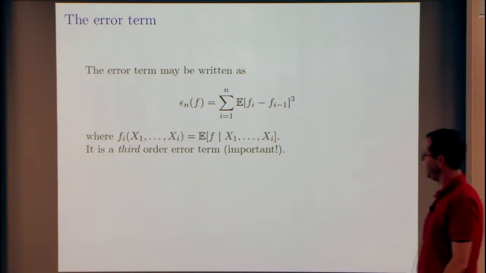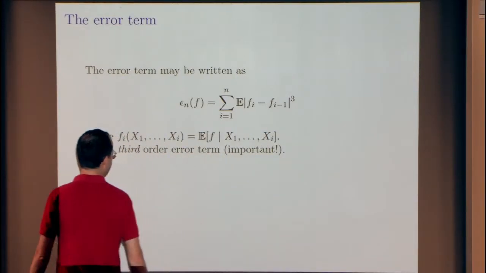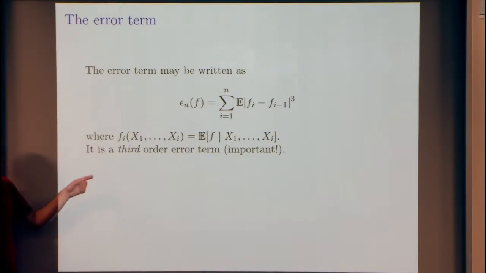So what is fi here? You have a function f, and many of you know the martingale method. What is the martingale method? You look at a sequence of functions fi where you condition on more and more variables. So f0 is just going to be the expected value of f, f1 is going to be the expected value of f conditioned on the single variable x1, and so on and so forth. You reveal more and more information.